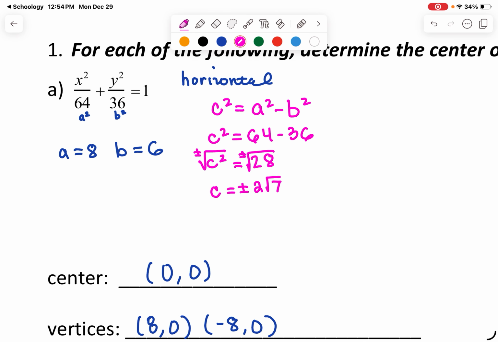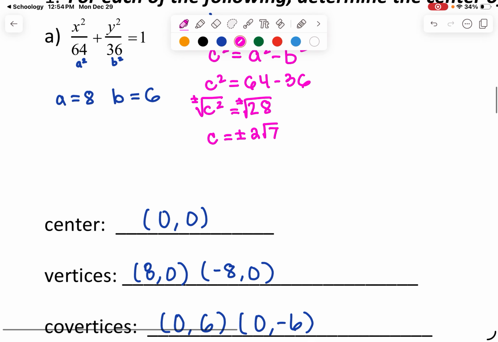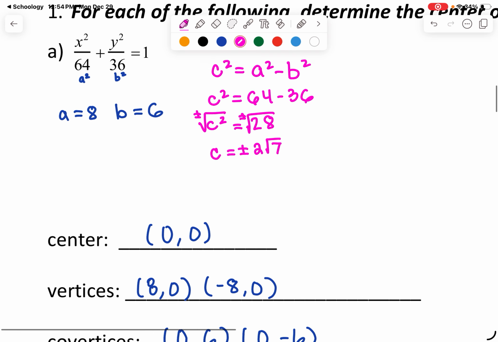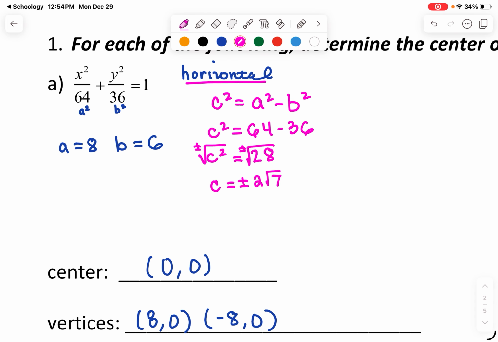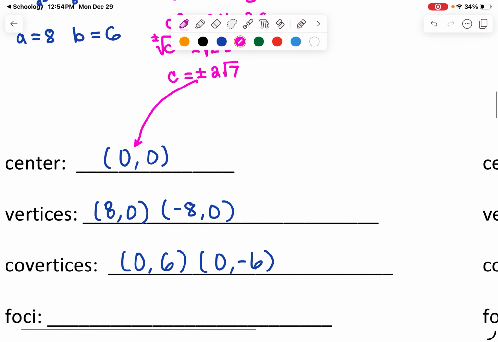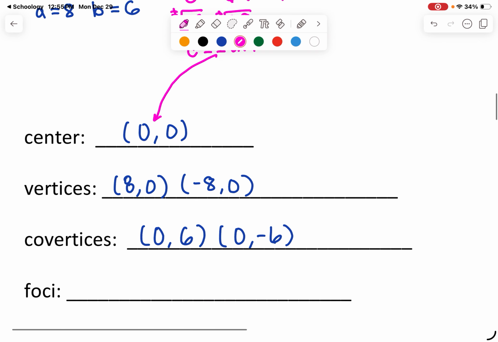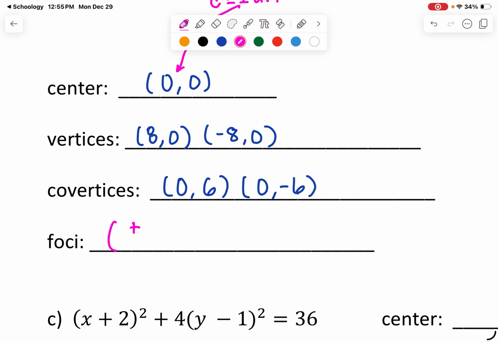All right. So now I am going to say where my foci are. My foci are c units from my center. So since this is a horizontal ellipse, I am moving right and left from that x value. So from 0, I'm moving right 2 root 7 and left 2 root 7. So that is plus or minus 2 root 7, comma 0. From 0, you moved right 2 root 7, from 0, you move left 2 root 7, but I don't need to write that 0 down. If this was an 8, then I would have to write 8 plus or minus 2 root 7, but it's not, so I won't.